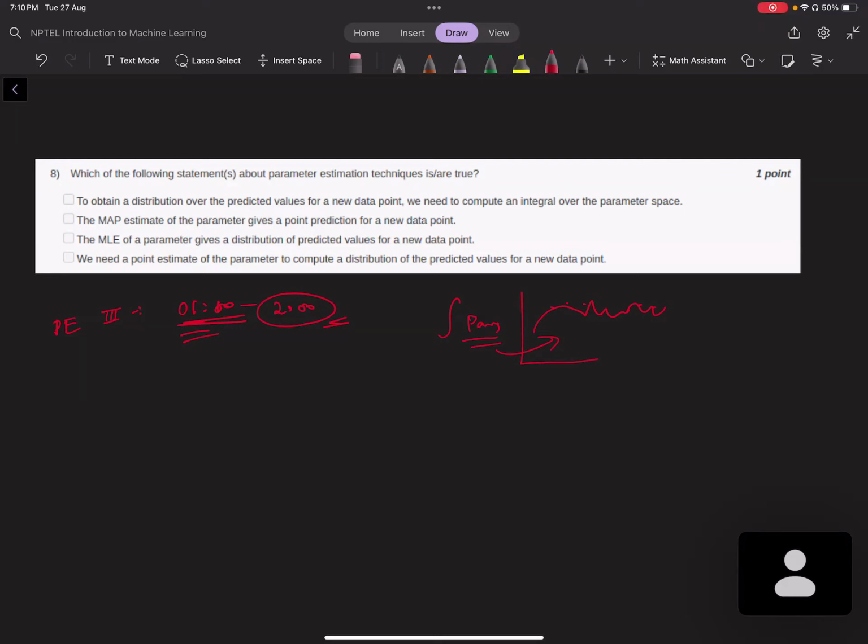And option D will also be correct, because we need a point estimate of the parameter to compute a distribution of the predicted values for a data point. Apart from that, B and C: the MAP estimate of the parameter gives a point prediction for a data point. The maximum likelihood estimation of a parameter gives a distribution of predicted values for a data point is false, because both MAP and MLE give a point estimate for the parameter, leading to a prediction on the new data point.